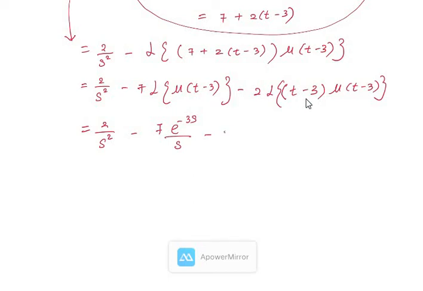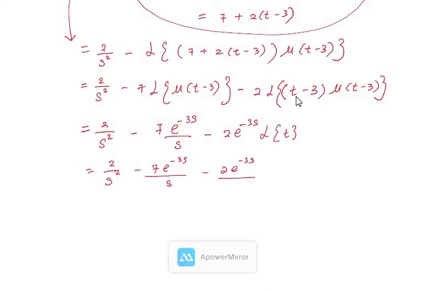I can change to 2. This one, 2 is a constant, so I change to exponent negative 3s. Then the Laplace transform of t. So this will be equivalent to 2 over s squared minus 7 exponent minus 3s over s, minus 2 exponent negative 3s. Laplace transform of t is equal to 1 over s squared. Okay. So that's all for this question.